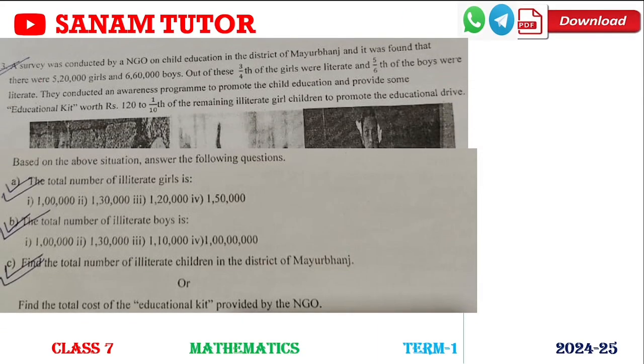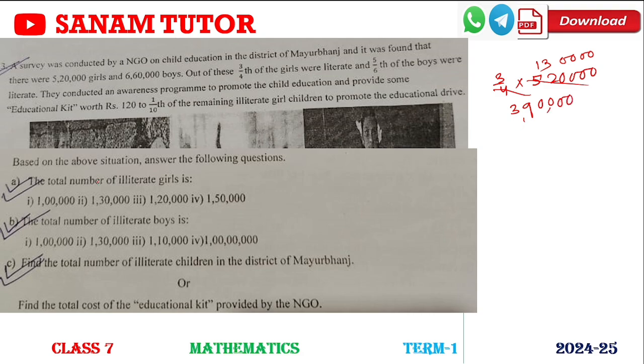Next question. A survey was conducted by an NGO on child education in the district Mayurbhanj, and it was found that there were 5,20,000 girls and 6,60,000 boys. Out of these, 3/4 of the girls are literate. So 3/4 into the number of girls, 5,20,000. The number of literate girls is 3,90,000.